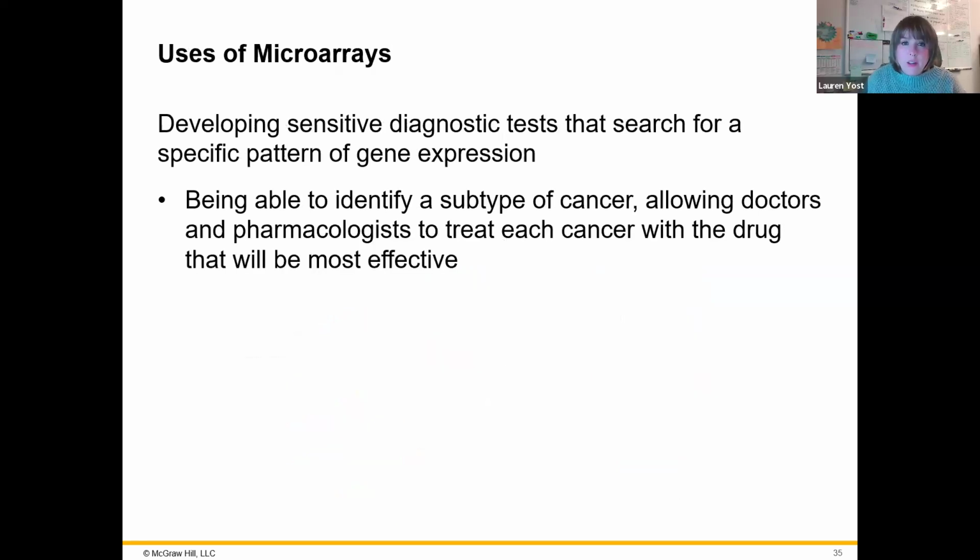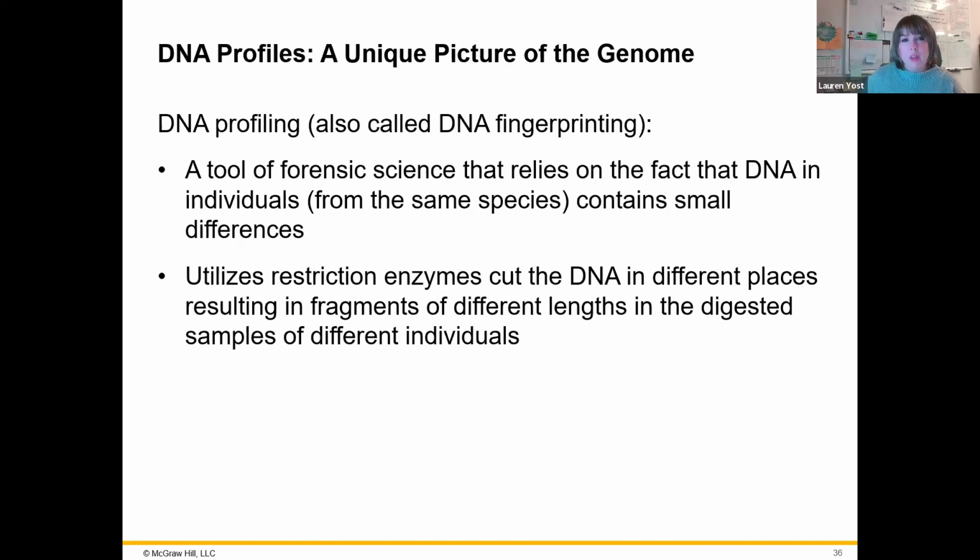Very sensitive and can be used for identifying different subtypes of cancer. You know that this patient has breast cancer, but what type of mutation led to that breast cancer? Microarrays can be really useful for identifying that sort of stuff.